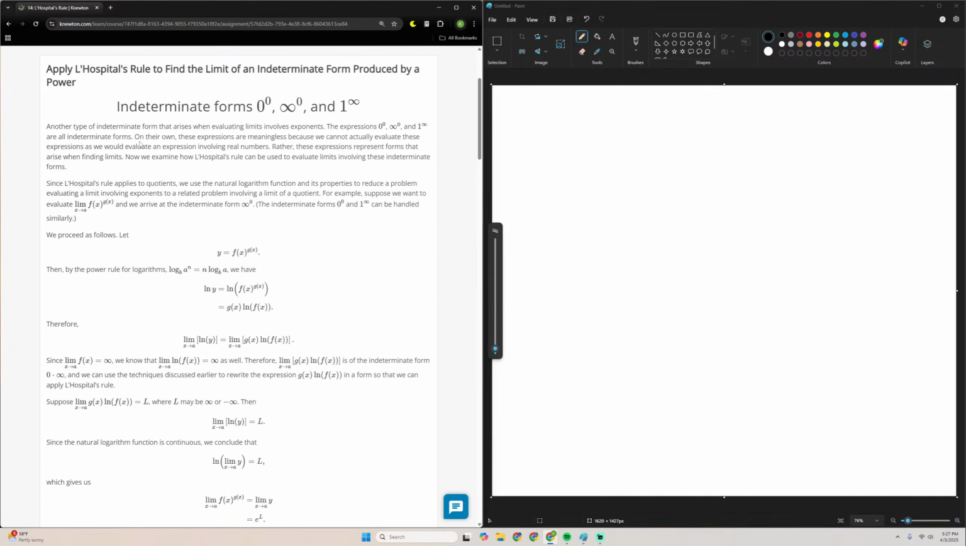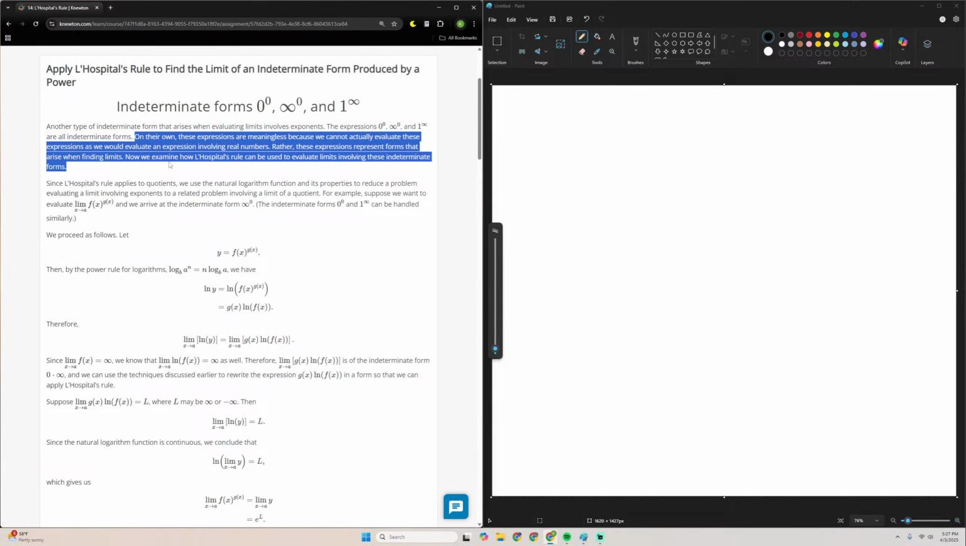On their own, these expressions are meaningless because we cannot actually evaluate them as we would an expression involving real numbers. Rather, these expressions represent forms that arise when finding limits. Now we examine how L'Hopital's rule can be used to evaluate limits involving these intermediate forms. Since L'Hopital's rule applies to quotients, we can use the natural logarithmic function and its properties to reduce.